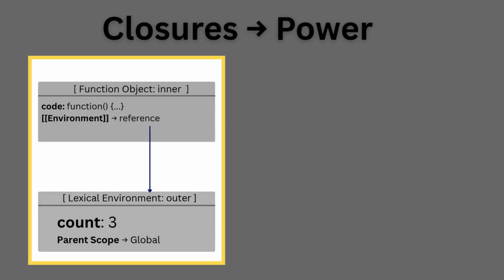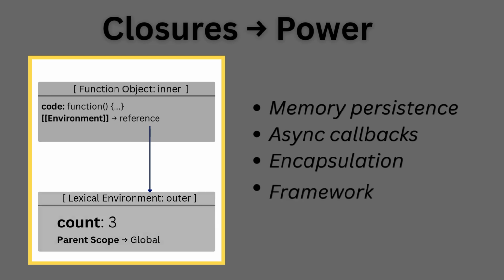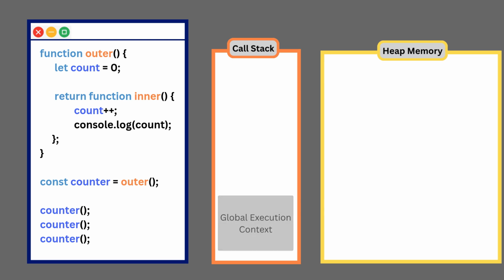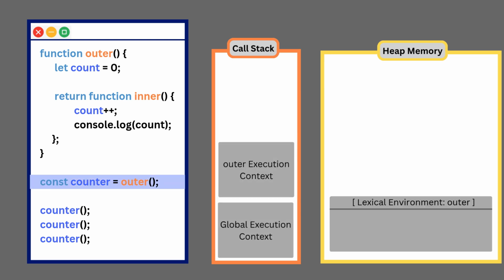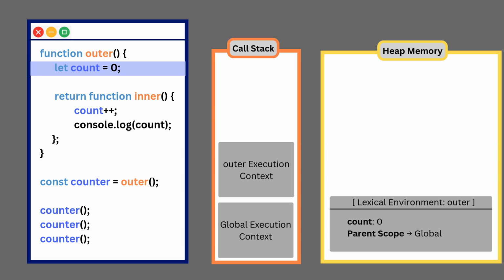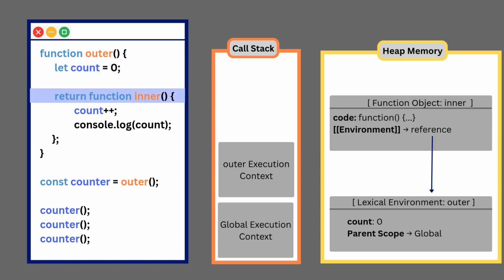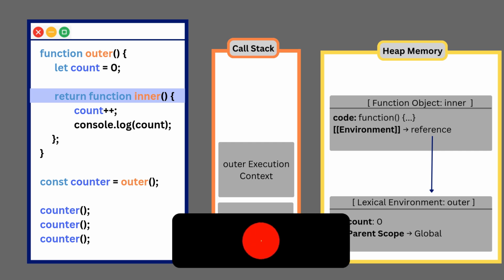Closures are not just a concept. They are a fundamental part of how JavaScript works. They control how memory is retained, how asynchronous code behaves, and how data can be encapsulated. And here's the key idea to remember. Execution contexts come and go in the call stack, but the lexical environment lives in memory, and the inner function keeps pointing to it. Once you understand closures at this level, JavaScript becomes much more predictable.